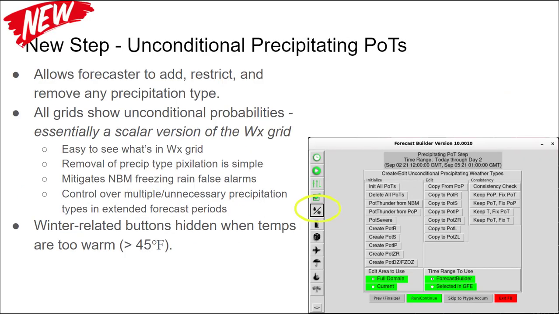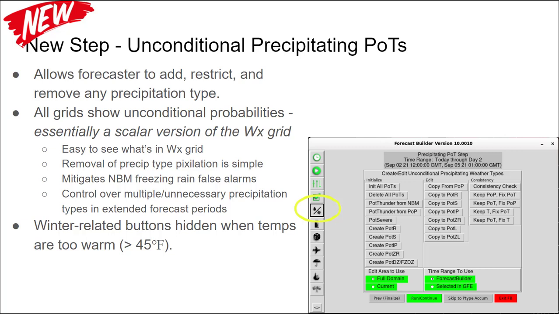The NBM Precipitation Type method will involve a new step in ForecastBuilder. While a new step might sound like more work, remember we're replacing the thermodynamic and prob ice grids that the other steps used with this step. And the precipitation type accumulation step with this method is essentially a streamlined automated step now. The big advantage now though is you can easily make changes to the forecast unlike you've ever done before. This step will allow you to add, restrict, or remove any precipitation type.